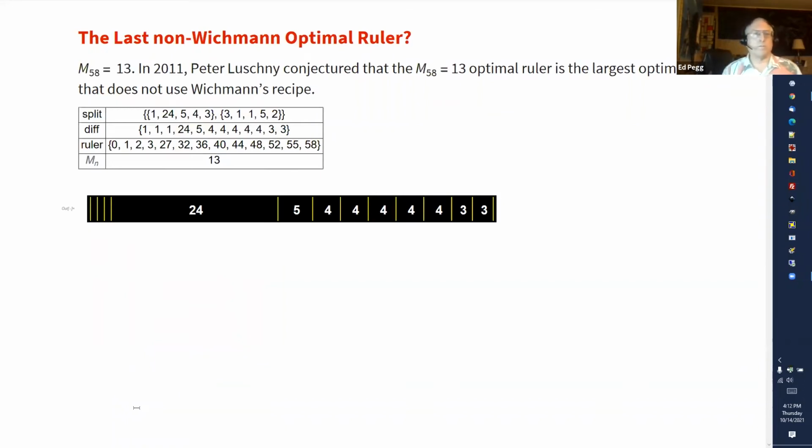And in 2011, a lot of attention was paid to this particular ruler. This is the last known optimal ruler which is not a Wickman ruler. And Peter Luschny conjectured that this was basically the last sporadic ruler that would ever be found. So far that's proved to be true, but it's not completely proven yet.